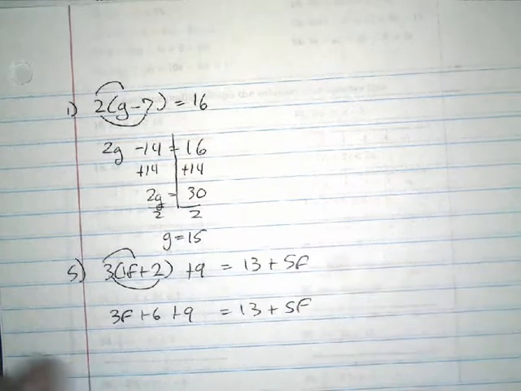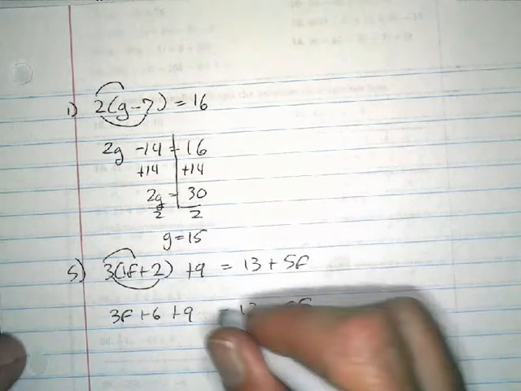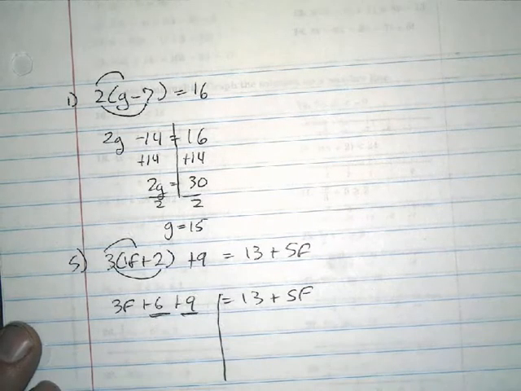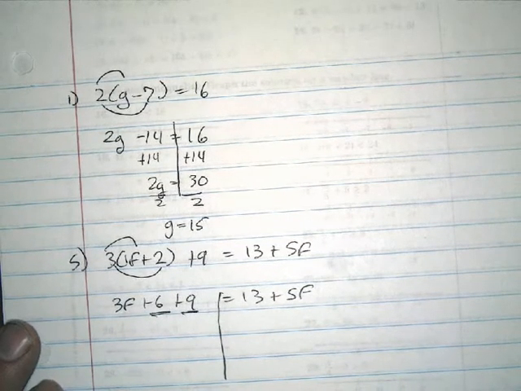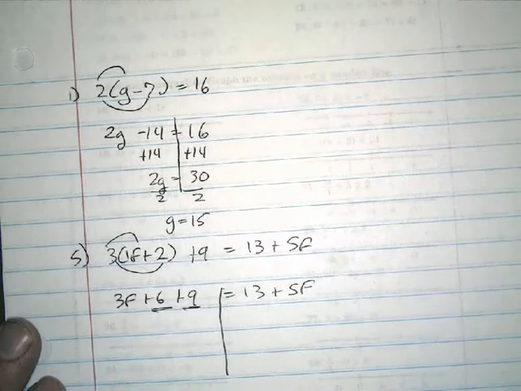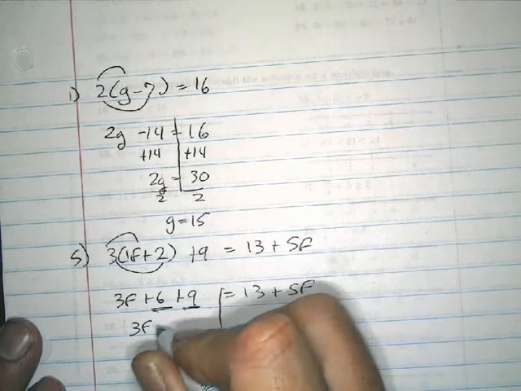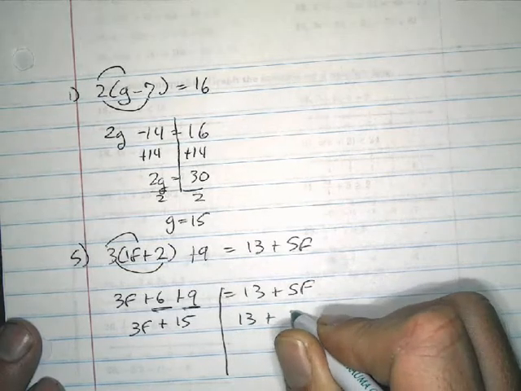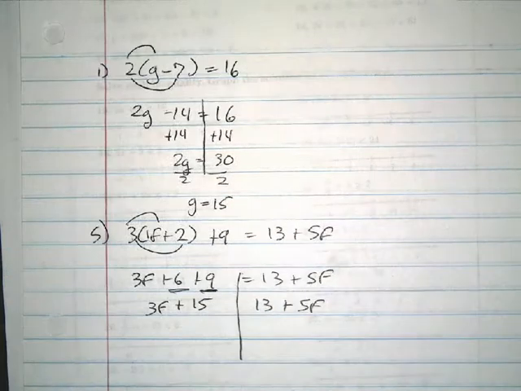Okay, in this case, we'll divide it up. We see we have 2 numbers there we can combine. So we're going to combine like terms first. That will leave us with 3f plus 15 equals 13 plus 5f. Alright, then we're going to go back to solving our multi-step equations.